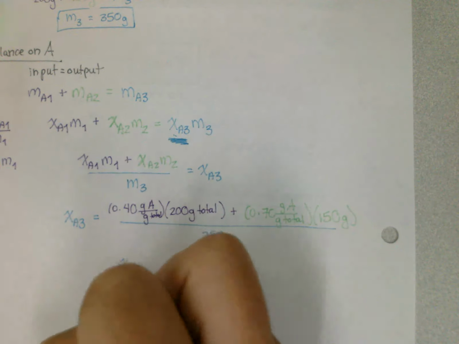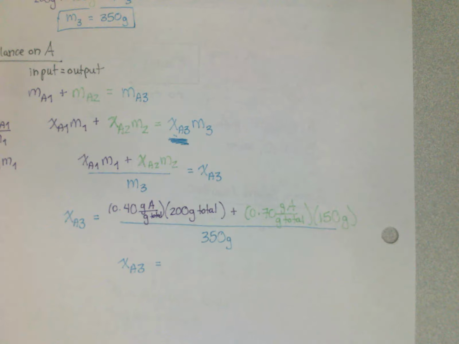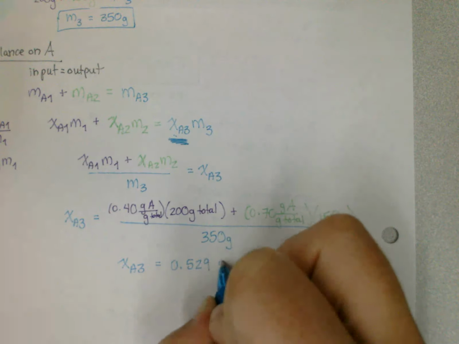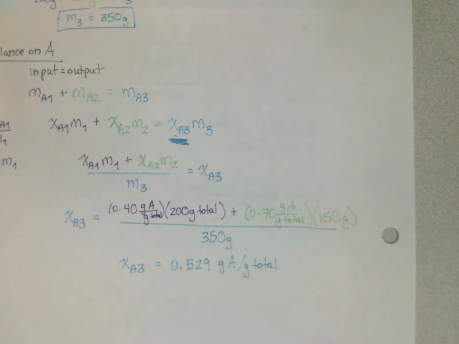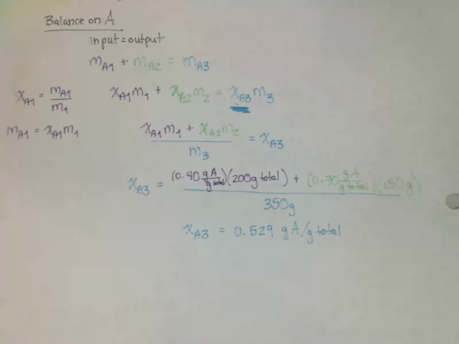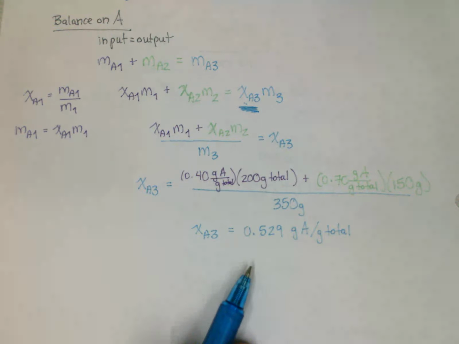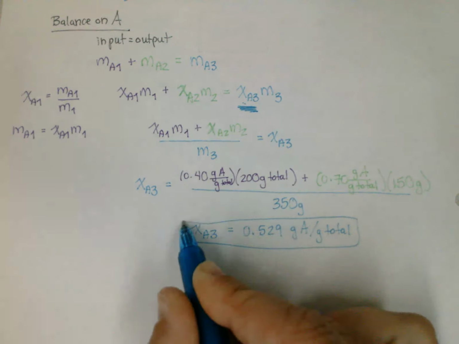So that's going to give us a number, and we can say from here that the composition is going to be 0.529 grams of A per gram total in the final. Okay, there we go. So there's a balance on A. We were able to find the composition of methanol in the stream.